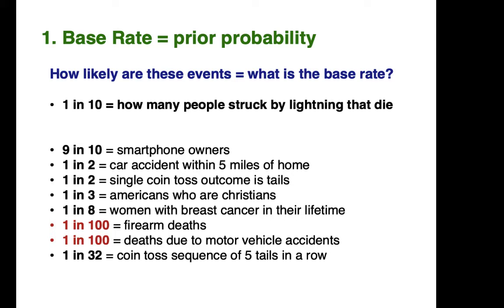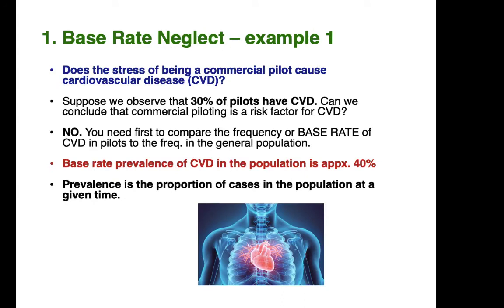The odds of being an American who is a Christian is 1 in 3. The odds of a death involving a firearm is 1 in 100. The odds of a death due to a motor vehicle accident is 1 in 100. The odds of a coin toss sequence being 5 tails in a row is 1 in 32. I'm going to give you a couple of more detailed examples of base rate neglect, or the base rate fallacy.